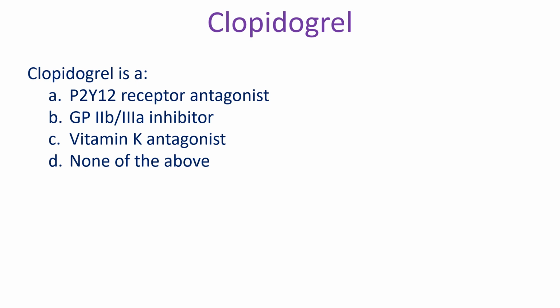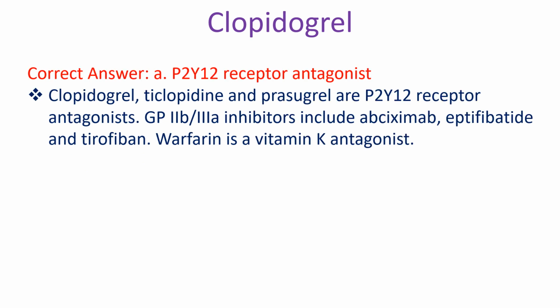Clopidogrel is A. a P2Y12 receptor antagonist, B. GP2B3A inhibitor, C. Vitamin K antagonist, D. None of the above. Correct answer A. P2Y12 receptor antagonist. Clopidogrel, ticlopidine and prasugrel are P2Y12 receptor antagonists. GP2B3A inhibitors include abciximab, eptifibatide and tirofiban. Warfarin is a vitamin K antagonist.